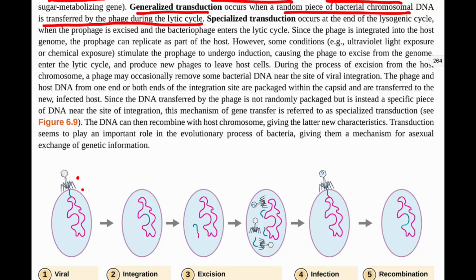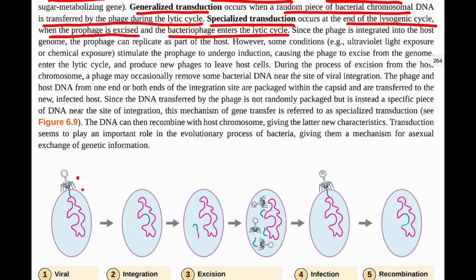Then we have specialized transduction. In specialized transduction, this is when it happens at the end of the lysogenic cycle. This is when the prophage is excised, and then the bacteriophage enters the lytic cycle. So remember, in our lysogenic cycle, we have the prophage, which is basically just the bacteriophage's DNA now inside of the bacterial chromosome. And then at the end of the lysogenic cycle, we have induction occur, which is when the virus is going to cut out its DNA.